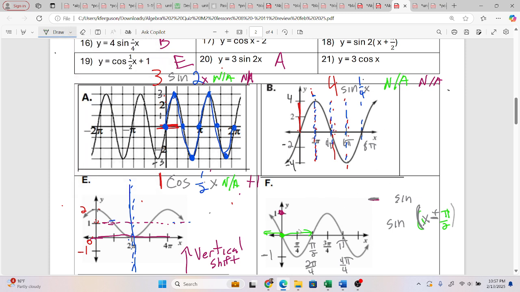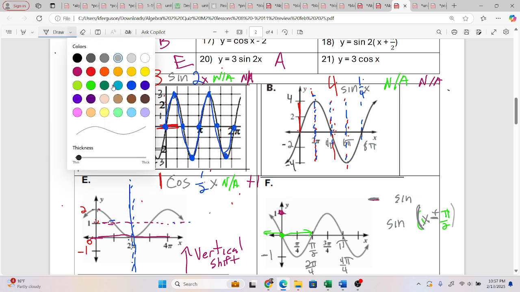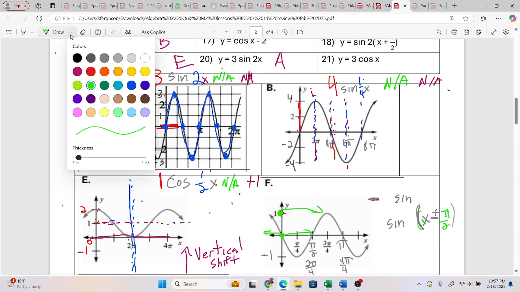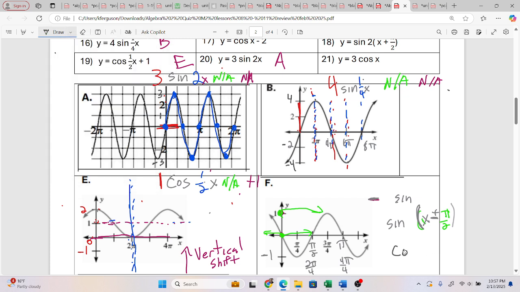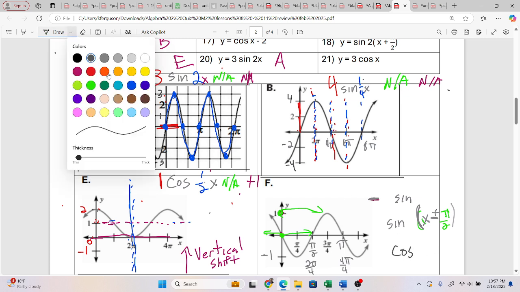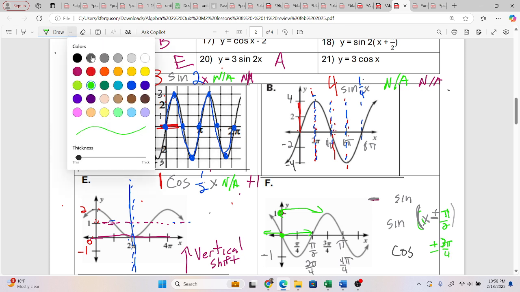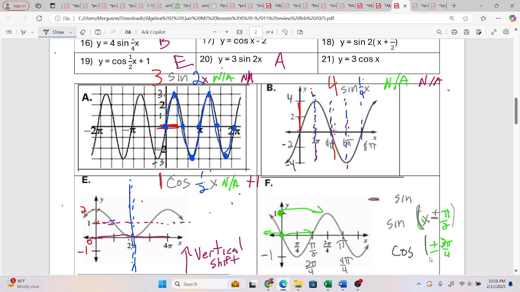So looking at this, that could be sine, or it could be cosine, because see, cosine is supposed to start up here at the high point, and the high point's way right there. And so how far away is that high point? So that would be cosine plus or minus 3 pi over 4. Yeah, let's just close that up. Oops.